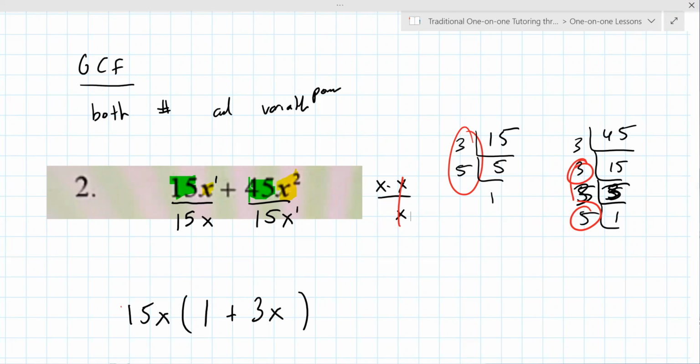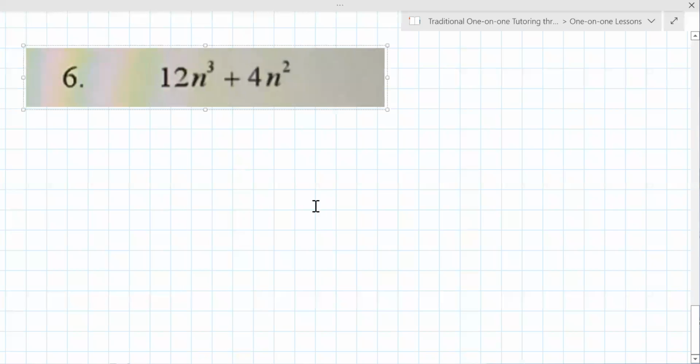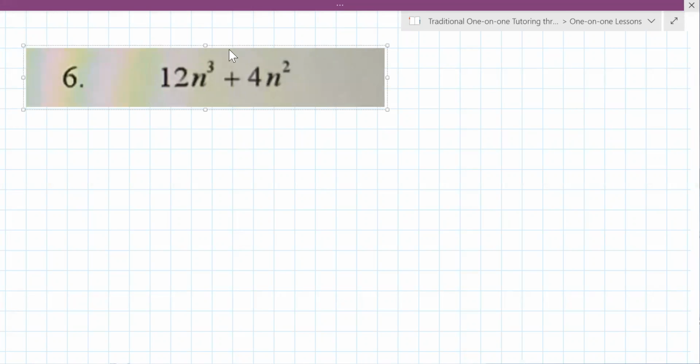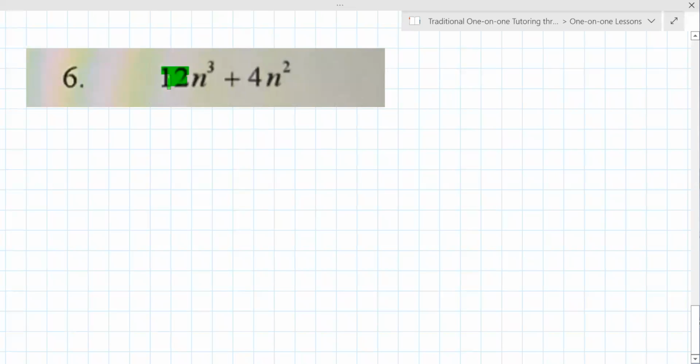Okay, let's try number 6. I believe we have not done 6 yet. 6 is like 2. It's got both a number and a variable. So again, focus on those coefficients.